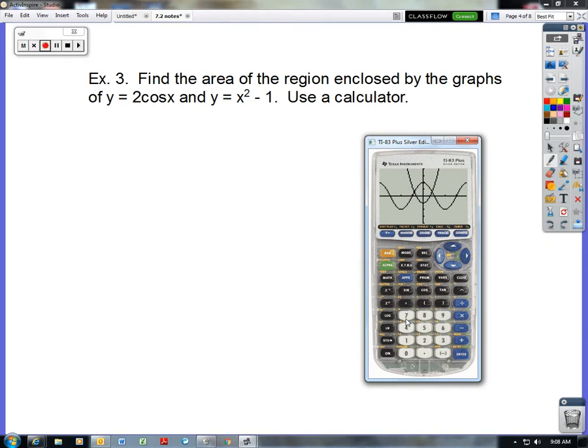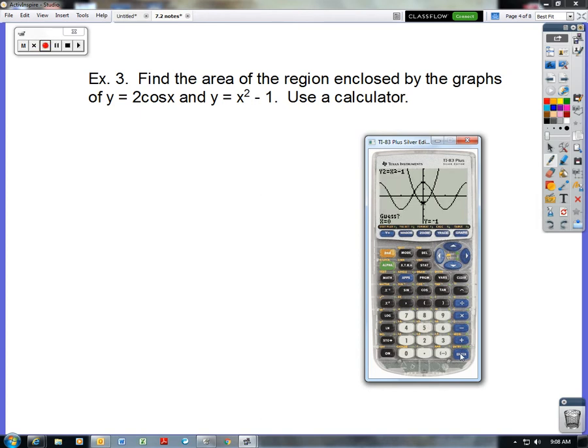So it says find the area of the region enclosed by the graphs. There's only one region. It's this part right here. And so it's going to go from whatever this x value is to this x value. So we're going to need to find those. And let's go ahead and do that. So second, and hopefully you're following along with me doing this on your own.